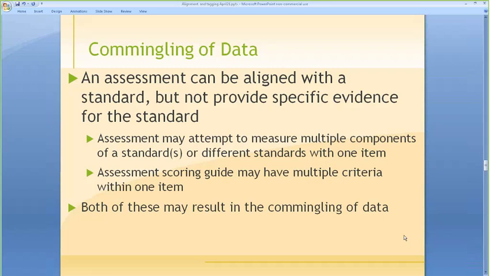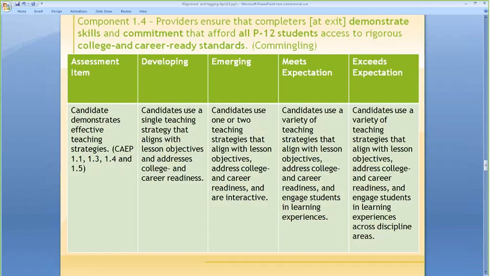So we'll go into an example here. Your assessment scoring guide may have multiple criteria within one item. And that can be a little bit confusing, because we're going to have an example here in a minute. Both of these are going to result in commingling of data, all right? Let's go on to this example.